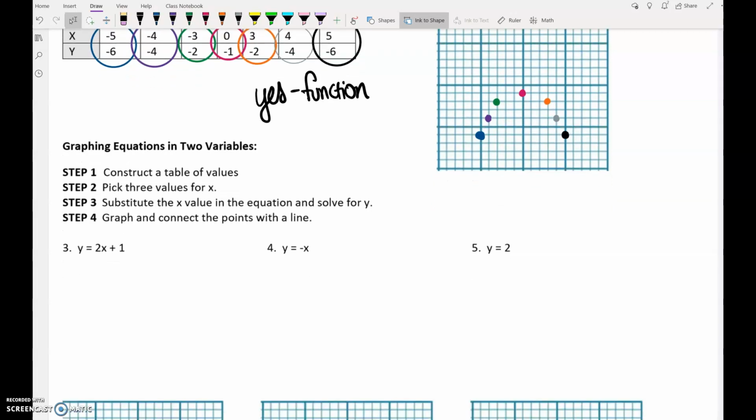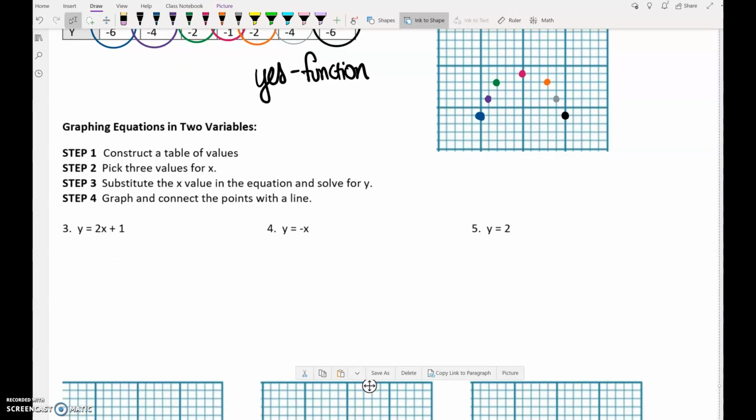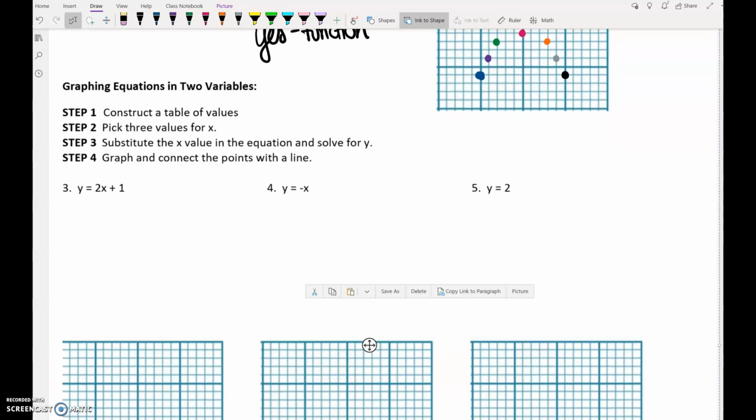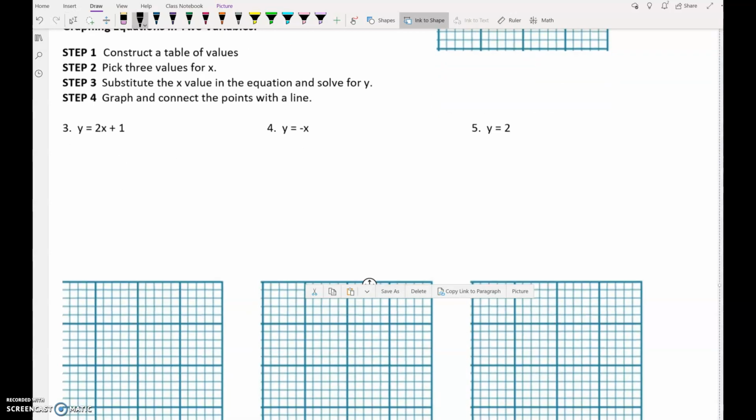Graphing equations in two variables. I know that some of you from Algebra 1 and from geometry remember how to graph using y equals mx plus b. But the purpose of this particular section is to remind you that if you ever forget how to graph a specific type of thing, you can always use a table of values.